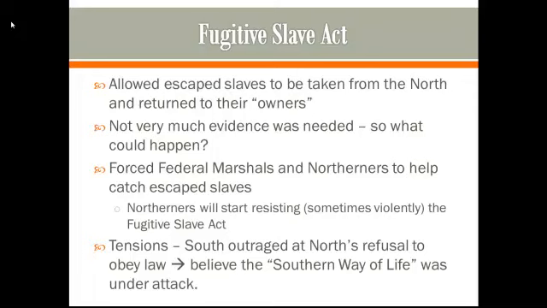The South was outraged at the North's refusal to obey the law. They felt there was a double standard, that the North kept expecting them to follow the laws of the federal government, but that the North wasn't even going to follow the federal government.